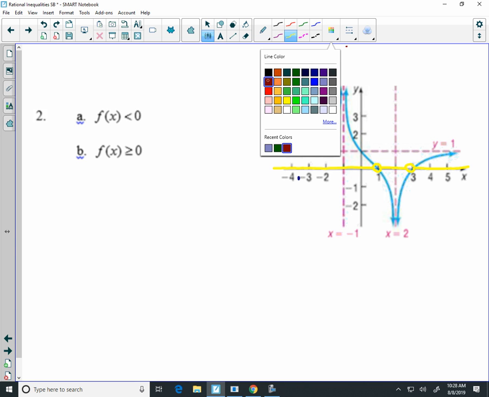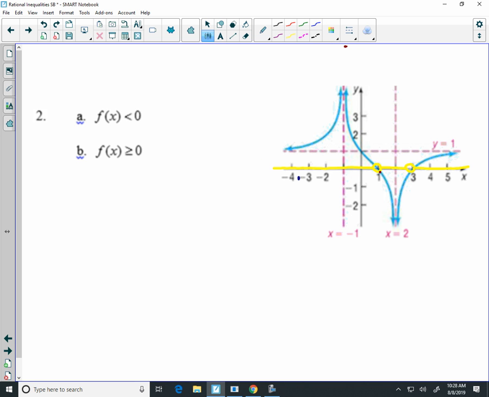So where are we below the x-axis? Well, from 1 to 2, and from 2 to 3. But we're not going to include 1, 2, or 3 because of this less than. So in interval notation, again, we said from 1 to 2 and from 2 to 3.